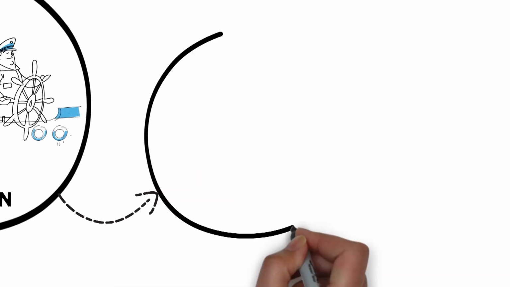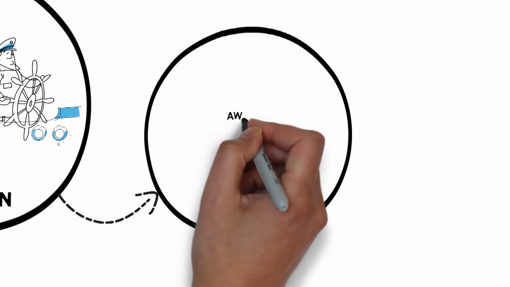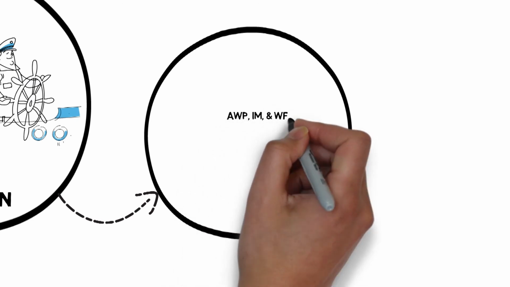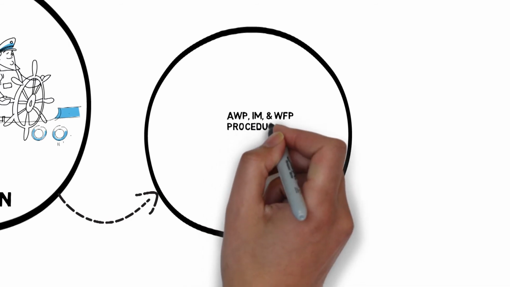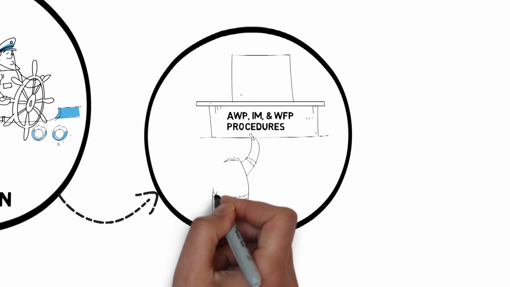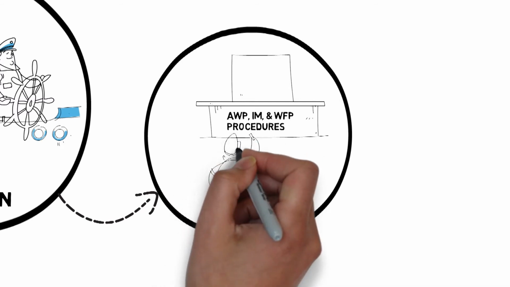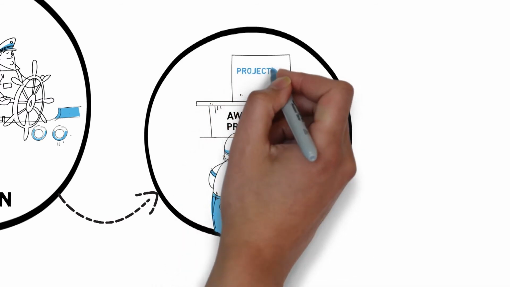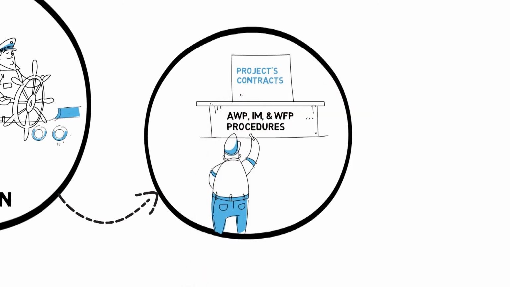The AWP Champion's next task is to develop AWP, IM, and WFP procedures that are fit for purpose and synchronized with the project. This creates a foundation that allows the procurement team to include the requirement for AWP in all of the project's contracts. This is the cornerstone of the entire process that will bite you if you don't get it right.